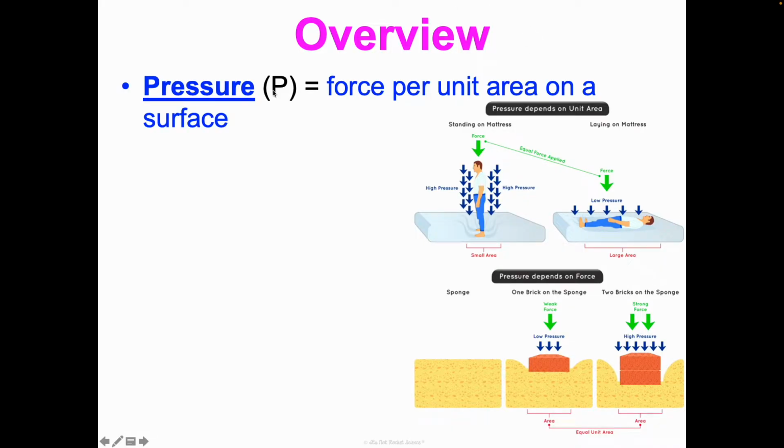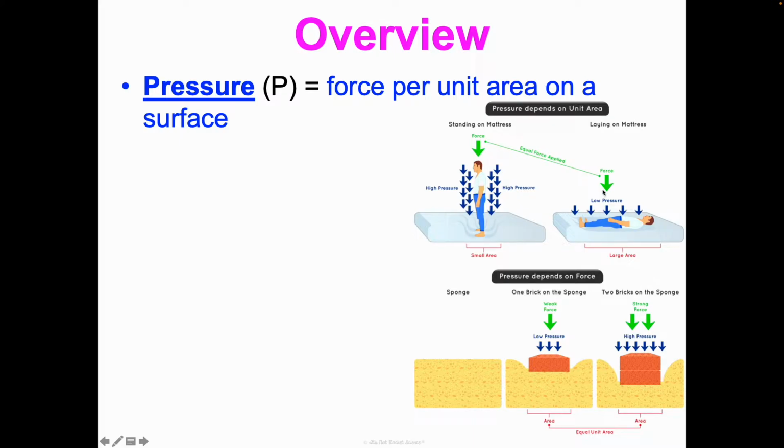So pressure is typically represented by a capital P in an equation. And pressure is the force per unit area on a surface. I love this picture. I think it's really helpful. So standing on a mattress, if you remember from physical science, weight is a force. And so you're putting weight on a small area because it's a force, but it's on a really small area. Whereas here, it's the same weight, it's the same force this man has, but it's spreading out over a larger area, thus it's a lower pressure.